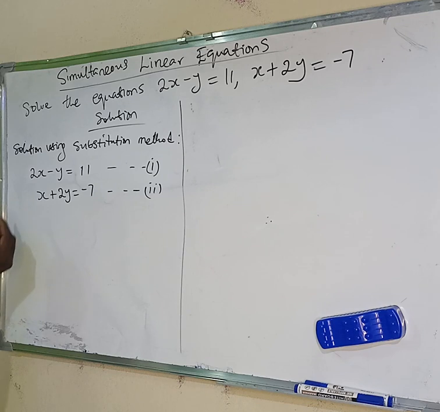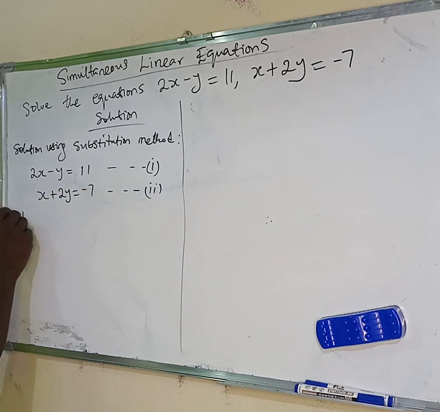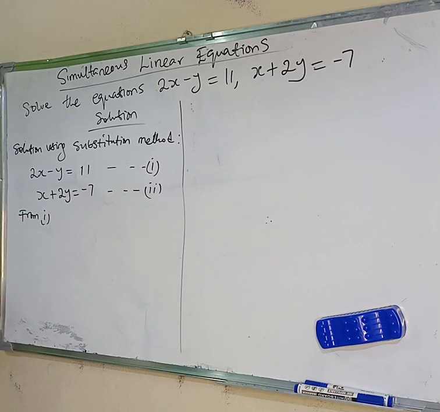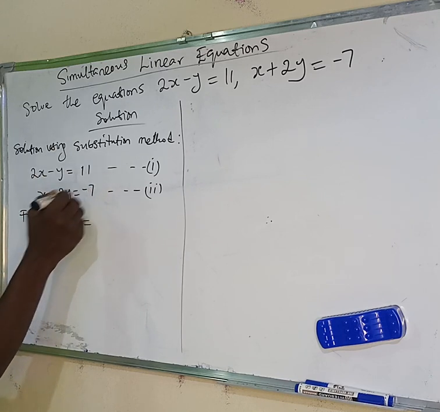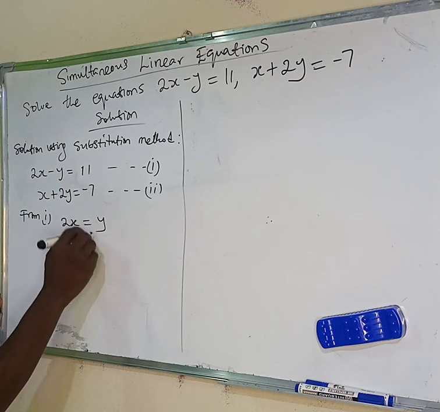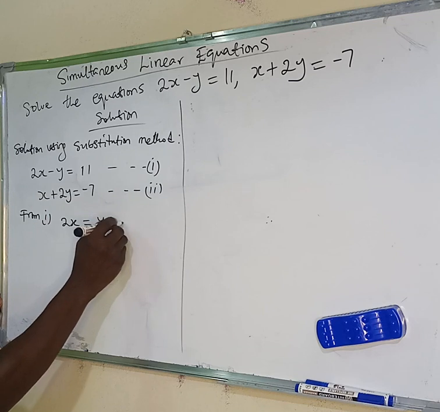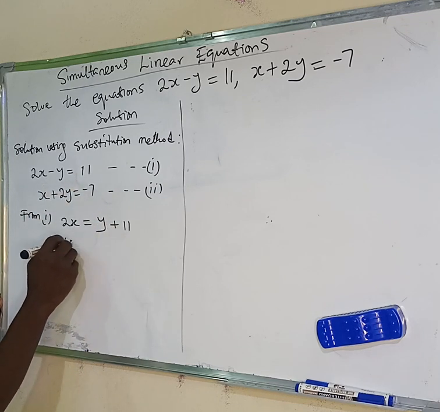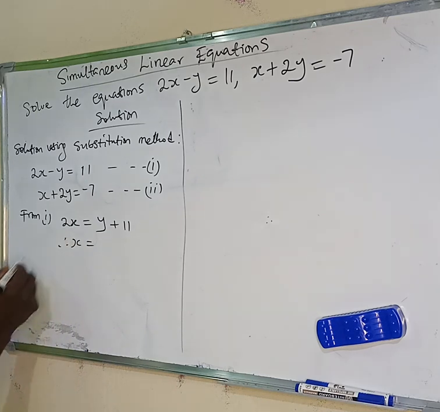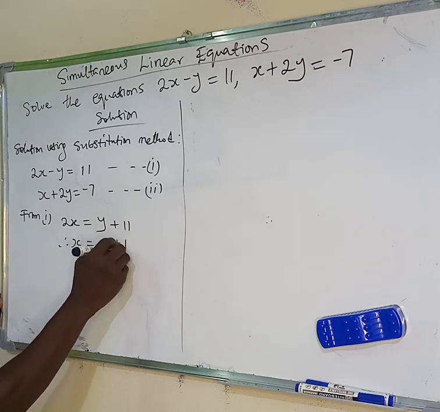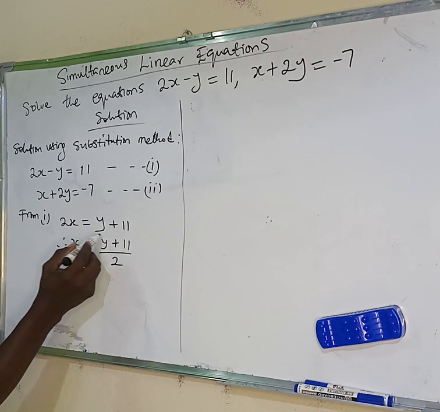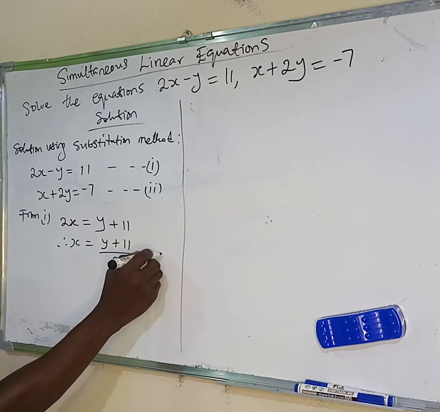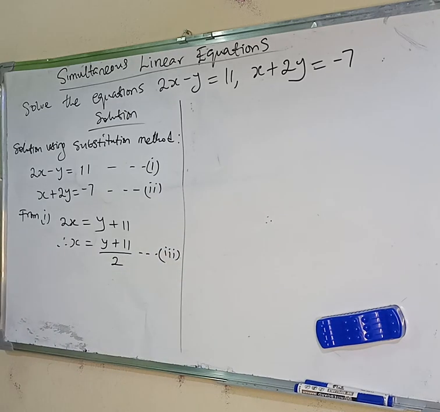From equation 1, 2x will be equal to, if y crosses to the other side of the equality sign, y becomes positive, so y plus 11. Therefore, if we divide both sides by 2, the 2 cancels, and x will be equal to (y plus 11) divided by 2. I simply divided the left hand side by 2, so only x remains, and divided the right hand side by 2. This equation we'll call equation 3.